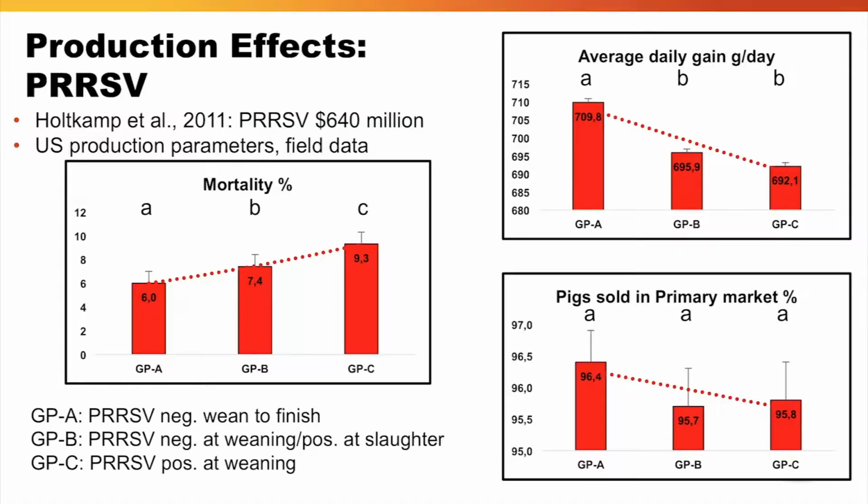And the group B pigs were PRRS negative at weaning but positive at slaughter, so at some point they became infected throughout their production phase, and then the group C pigs were PRRS positive at weaning and dealt with the pathogen throughout. Again, this is based on field data, so we don't know the other cofactors involved, but when you look at mortality, you can see significant differences that increase as you go from the PRRS negative pigs to those that were positive from weaning to finish. And then looking at the average daily gain, and the decrease that's experienced there when they're dealing with the pathogen burden, as well as pigs sold in the primary market.